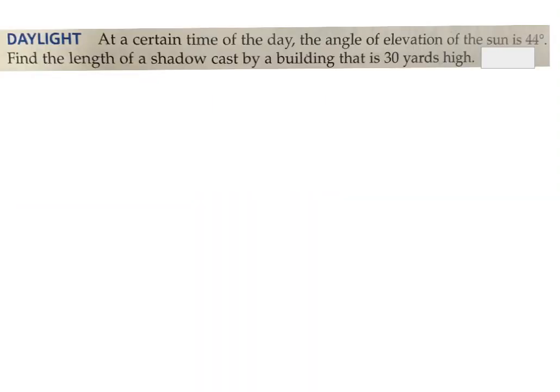Section 5 was all about angles of elevation and depression. At a certain time of day, the angle of elevation of the sun is 44 degrees and the length of the shadow cast by the building is 30 yards high. For these, we are always drawing a right triangle. If I were doing law of sines and law of cosines, this is going to be different. I don't necessarily have a right triangle for those. But for this one, I am going to have a right triangle.